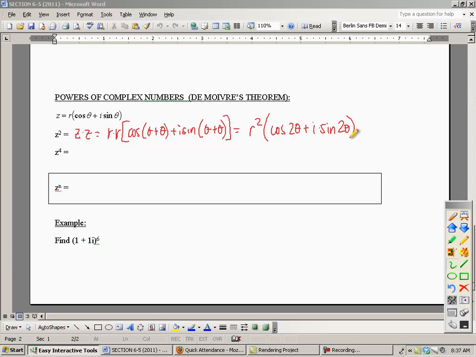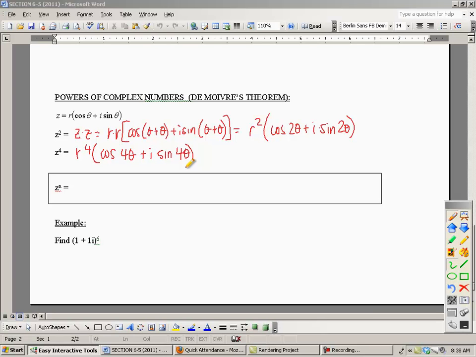I'm going to show you the pattern as we go through, but that's what I wanted you to see first. Now if I took this and multiplied by another z, you'd end up getting r cubed. Oh, they did the 4th. I'm sorry, let's try this again. You'd get r to the 4th, and then you'd get the cosine of 4 theta plus i times the sine of 4 theta. And so what we want you to see is there's a relationship between the exponent of the complex number and what it does inside to the moduli and the argument.